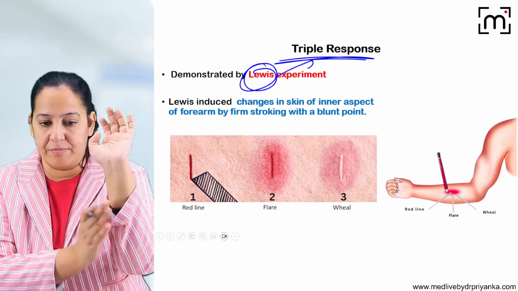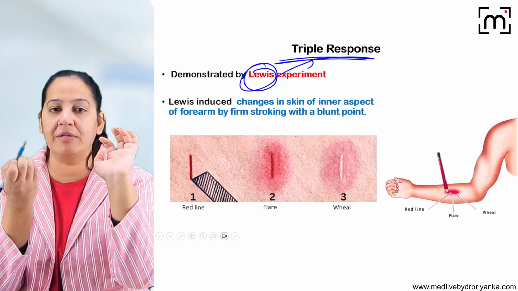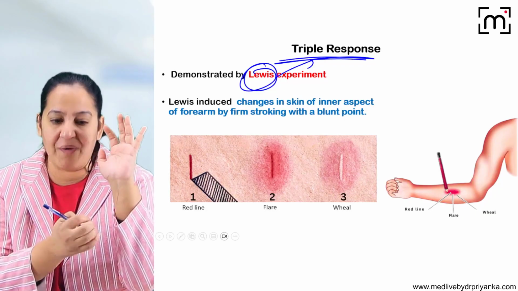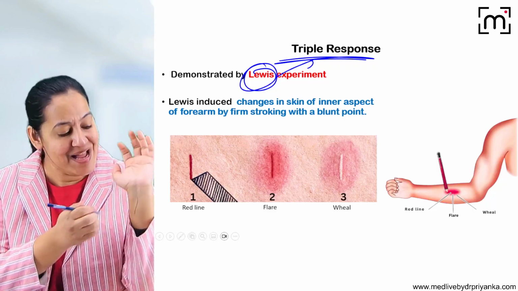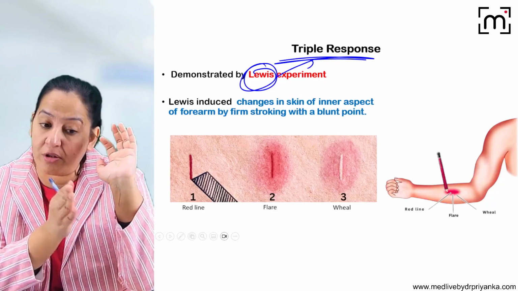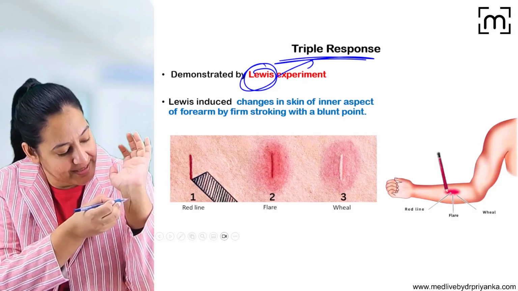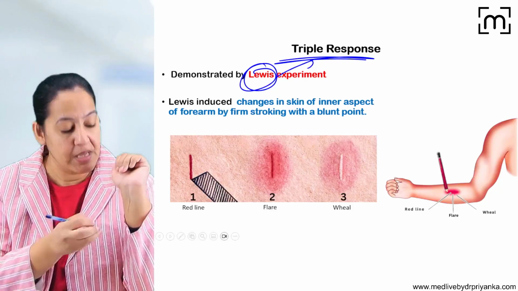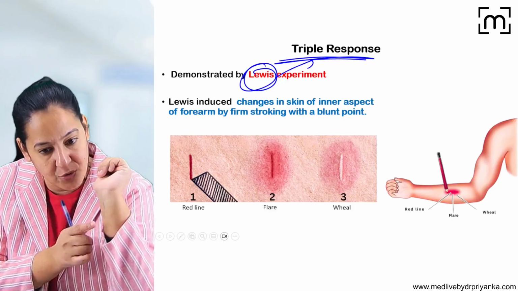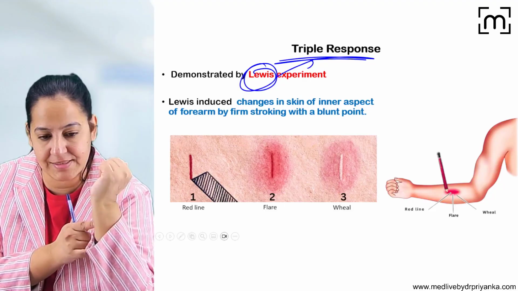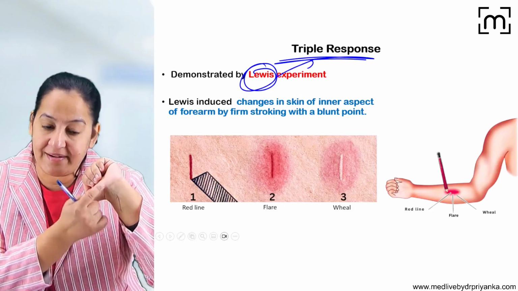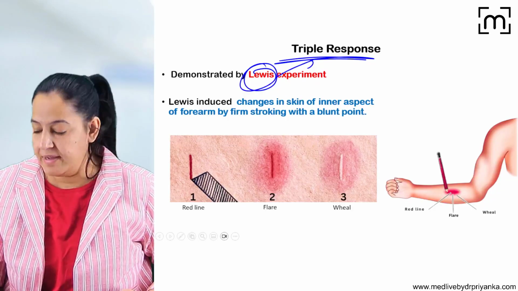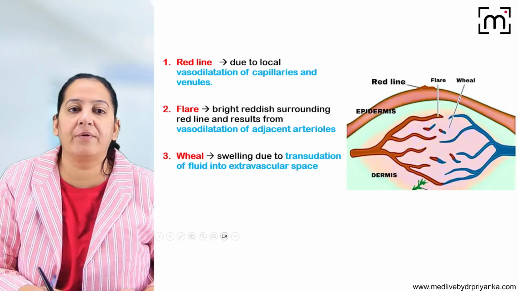So he has taken the forearm. So this is my forearm. On the forearm, Lewis has given a blunt stroke. Now I cannot give it to myself, it will hurt me. But Lewis has given a blunt stroke on the forearm. As soon as he gave the blunt stroke on the forearm, he noticed 3 things. That's why it is known as the triple response. Where he has given the blunt stroke, you can see this line. I guess you can see this line. So here it became red in color. So the first response is the red line. Can you see the first response is the red line? You can see it here.